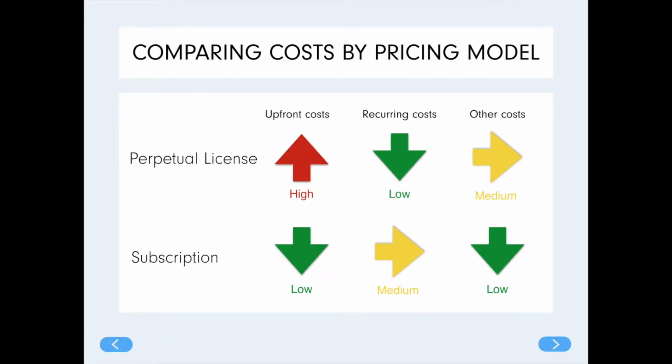So when you're looking at the prices by the model, perpetual license is a little high. Well, it's actually really high for your beginning costs or your upfront costs. Obviously, with that, the recurring costs are lower because you put up such an upfront investment. Other costs like training and stuff like that, which we're going to get into, aren't as high.